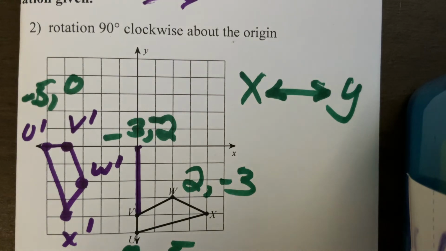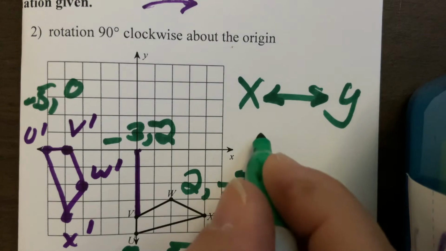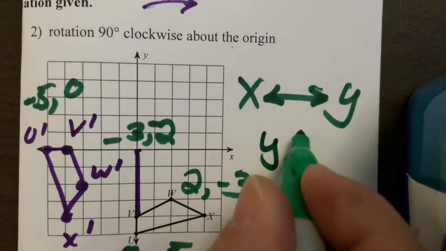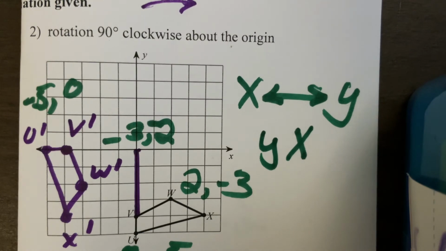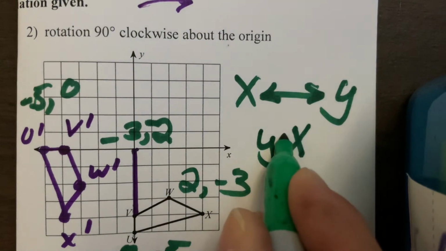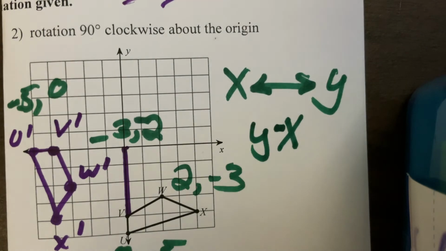Step 2, because here they are flip-flopped, right? Now instead of the X coordinate first, the Y coordinate goes in the front. And then we changed the sign of the right-hand side, okay?